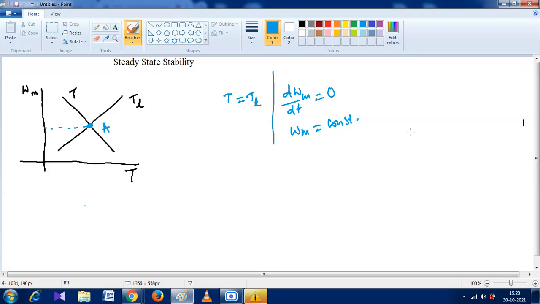So this is an equilibrium point. That means at that point the motor will rotate, or you can say at that speed the motor will rotate for a long time, and that's why we are saying that this is a stable point. Now we have to check whether this is a stable equilibrium or an unstable equilibrium.